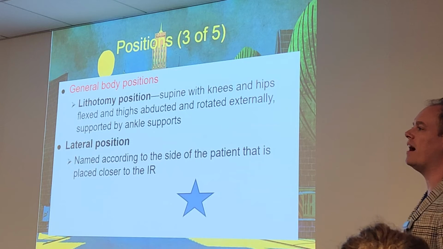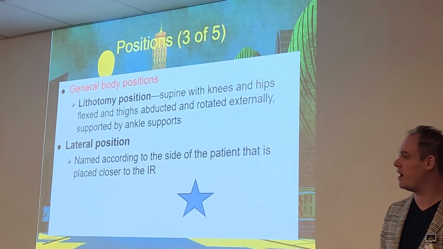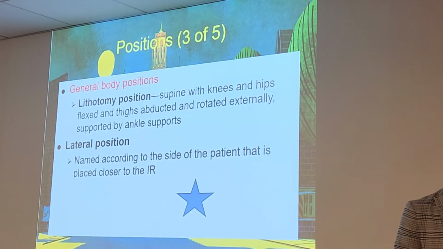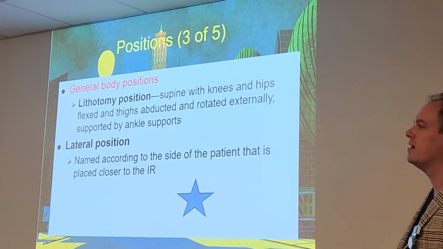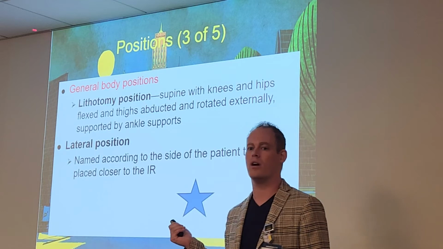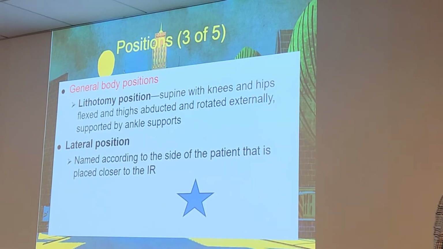All right, a couple more, guys. We have the lithotomy position. This means the patient is supine, once again, supine only. Knees and hips flexed and the thighs are abducted and rotated externally. I have a picture to show you if that doesn't make sense. They're supported by ankle supports. This is done primarily for urinary examinations, mostly done in surgery.